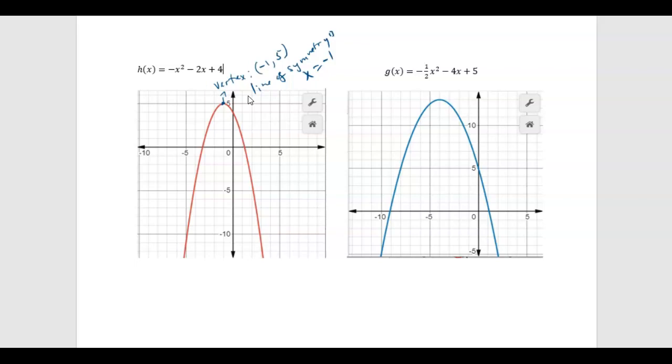So the x-intercept, let's look for x-intercept. We got an x-intercept right here, and we got one right here. So we got two x-intercepts. Because we got two x-intercepts, we have two solutions. Let's see if we have any y-intercept. We have a y-intercept over here.